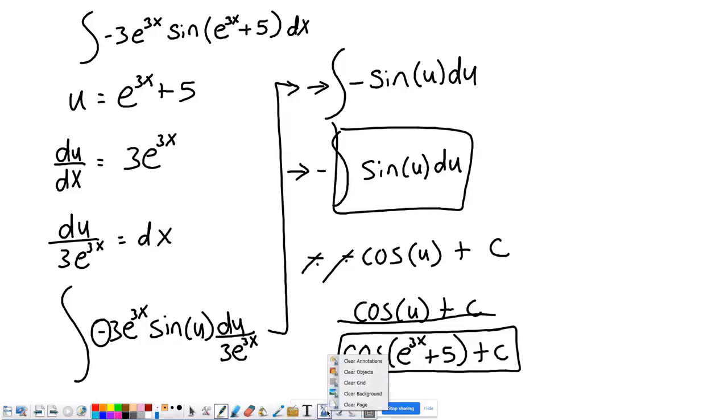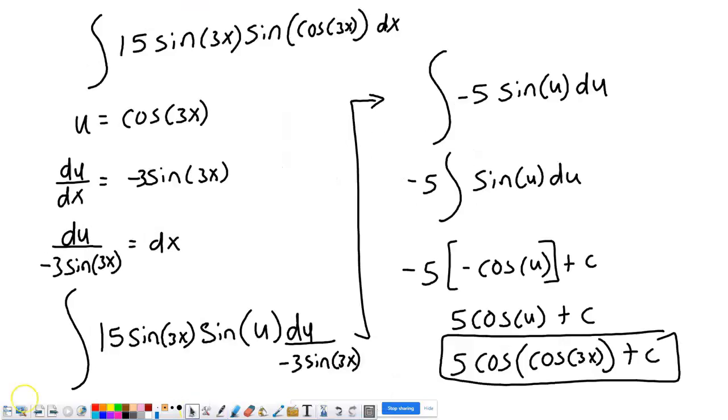Alright, let's go ahead and take a look at the last one there. Alright, and here is our last one here. The u in this case would be the cosine of 3x. Taking the derivative of that, you would have to do a chain rule. The derivative of cosine is negative sine, and the derivative of 3x is 3. So if you multiply 3 times negative sine, you get negative 3 sine 3x. And then getting the dx by itself, you get what we have here.